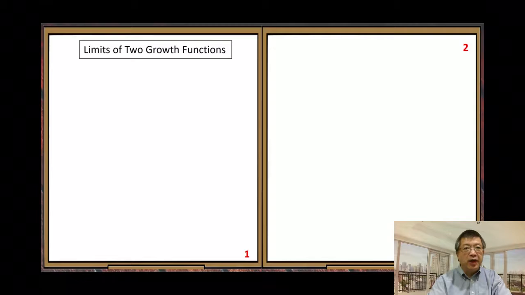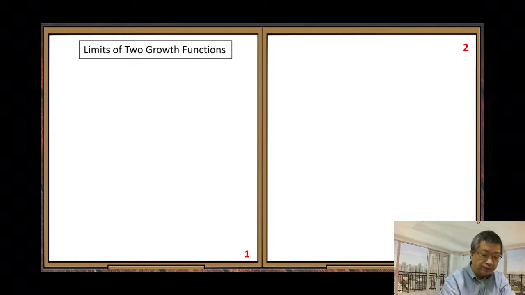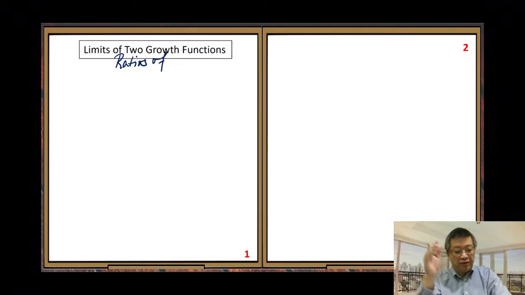First, let's look at how to compare two growth functions. In the previous video, we saw we use the limit of the ratio of two growth functions. So we calculate the limit so we can do the comparison. Here, the title here, limits of two growth functions. Actually, we can say limits of ratios of two growth functions.